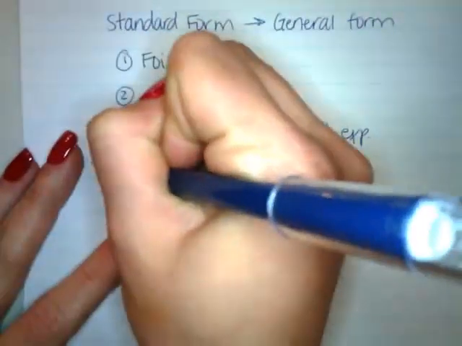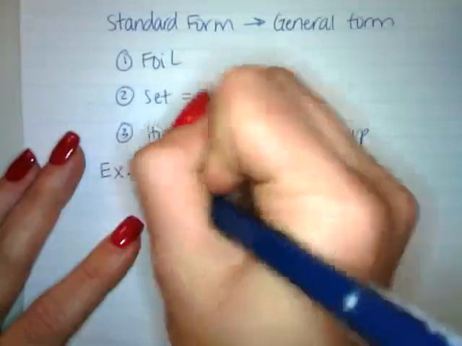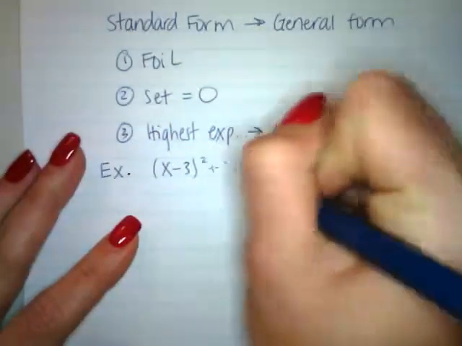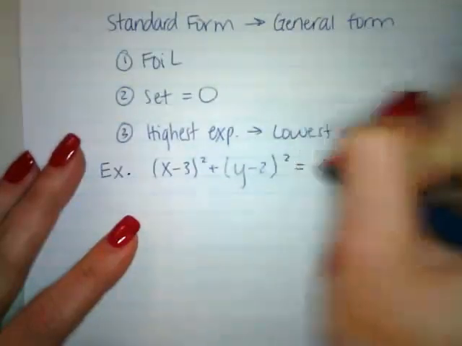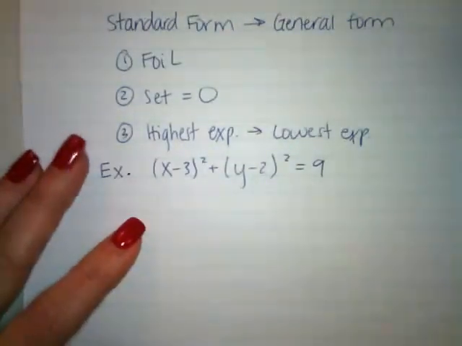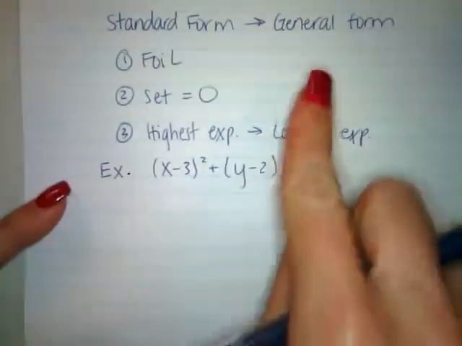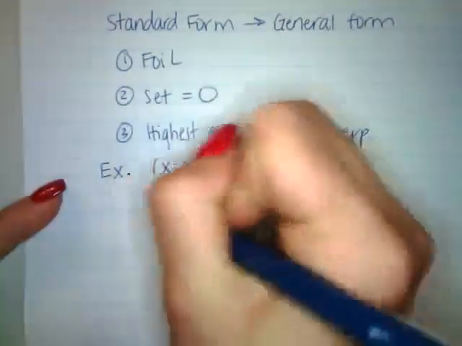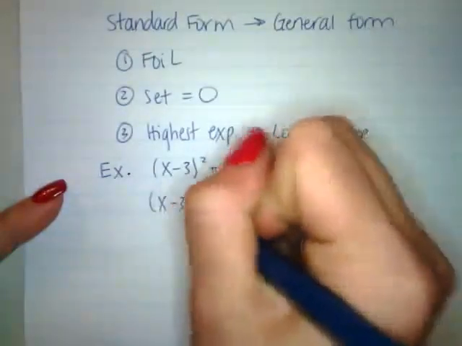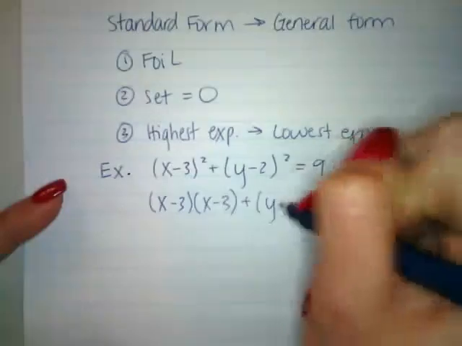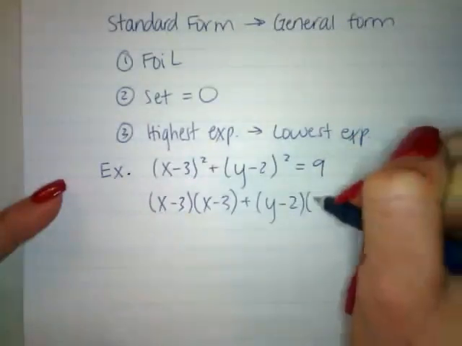Okay, here's one example. You are given (x minus 3) squared plus (y minus 2) squared equals 9. In order to convert from this form back to general, we're going to FOIL. Remember, squaring something is the same thing as multiplying it by itself. So I'm going to rewrite this statement.